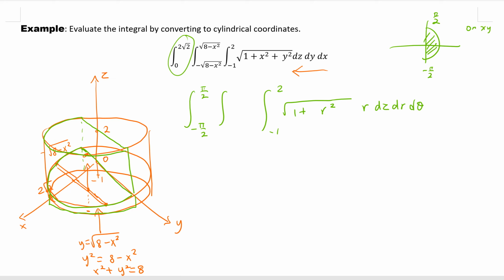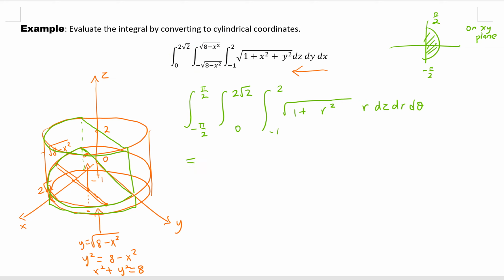Okay, on the xy plane. And how about the r? Well, r is from 0 to the radius. The radius is 2 square root of 2. So this is the triple integral in cylindrical coordinates. You can see now, wow, we're able to integrate because of this r, we can use u substitution. But previously, it's more complicated because the bounds are functions, but now all 3 bounds are constants. So this integral is easier.